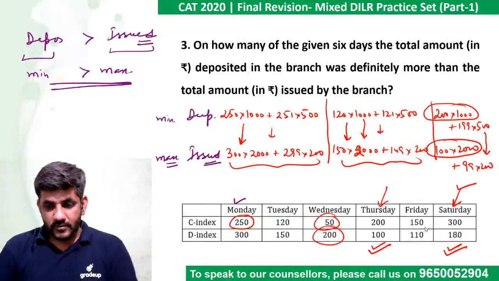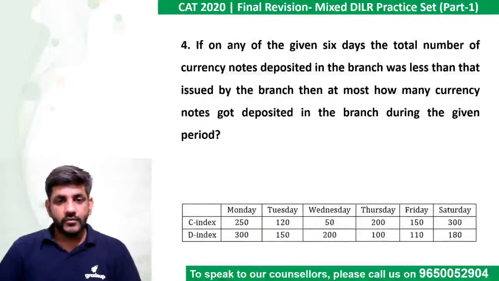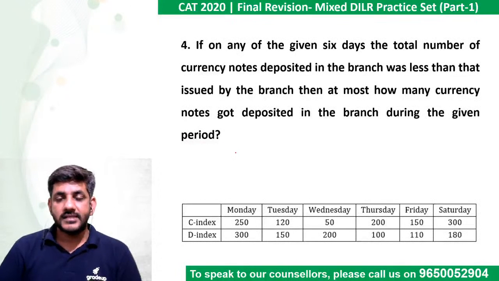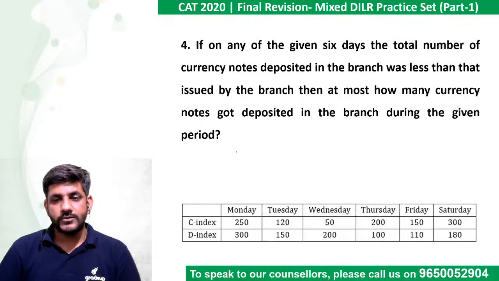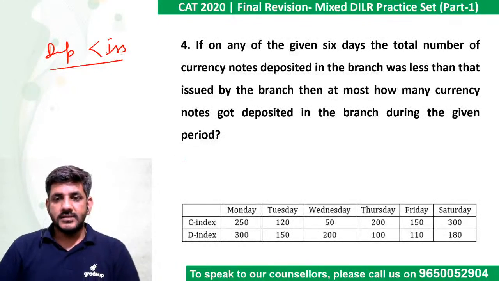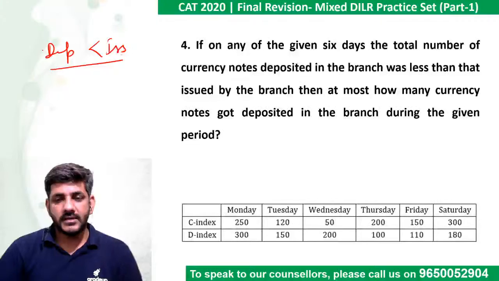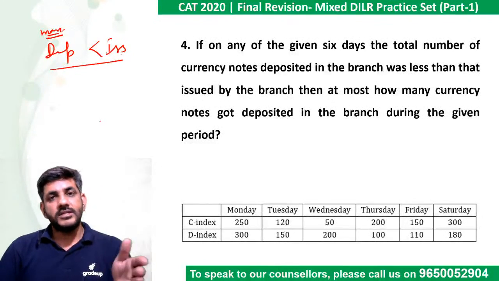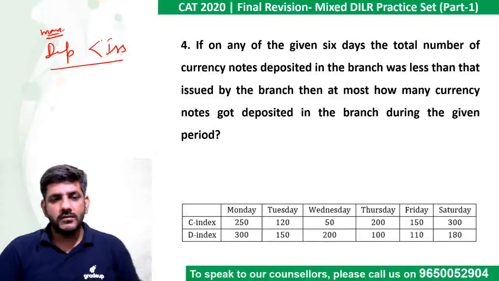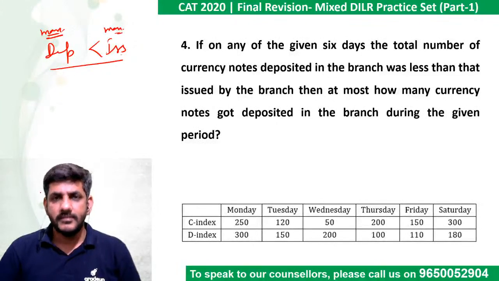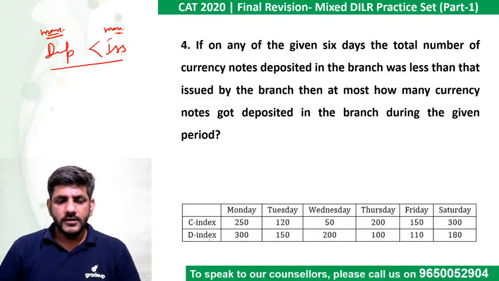Okay, so I move ahead to the next set. That is question number 4. If on any of the given 6 days the total number of currency notes deposited in the branch was less than issued, so deposited was always less than issued, he says, then at most how many currency notes were deposited? So we have to maximize this. Deposited is less than issued, and we want to maximize the deposited notes, we'll have to maximize the issued notes as well, as deposited will be less than them.